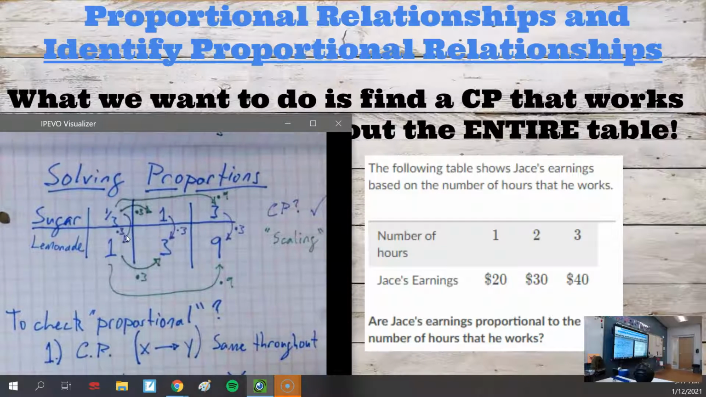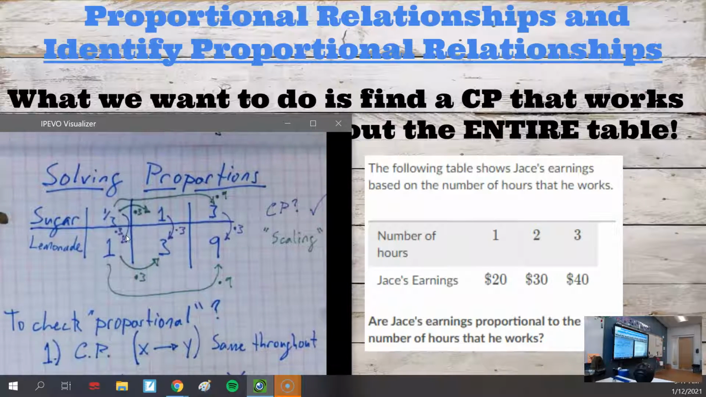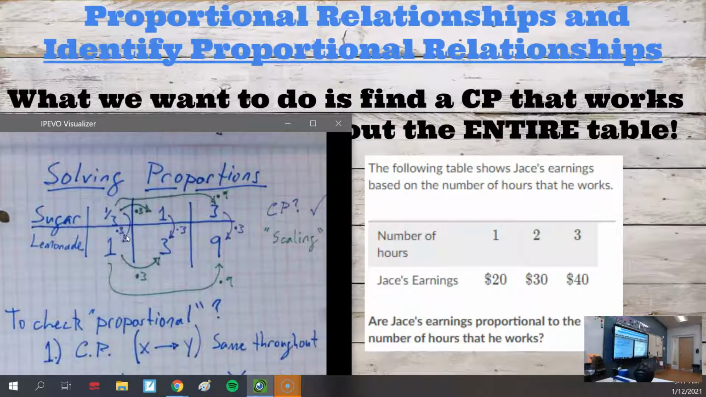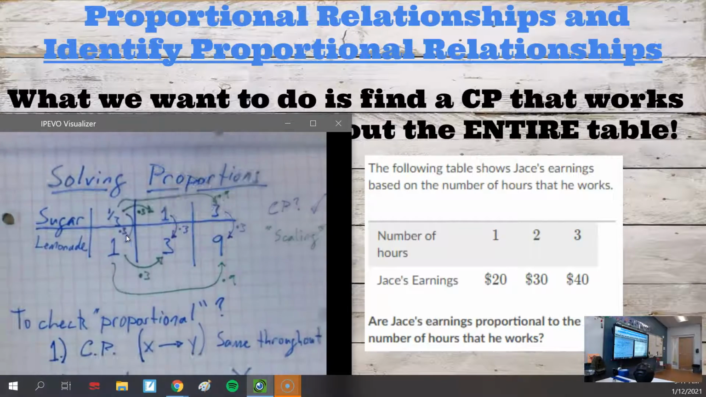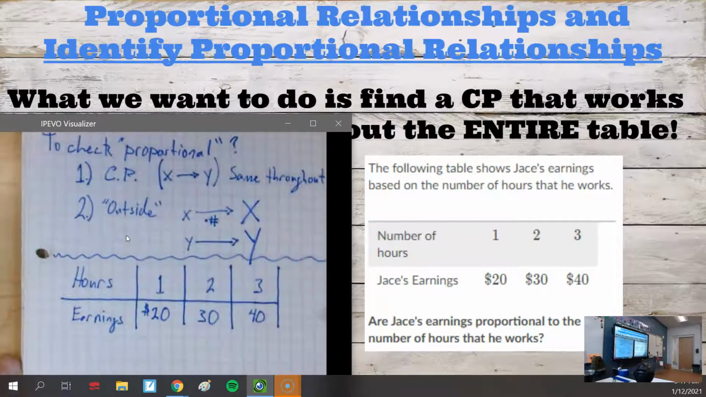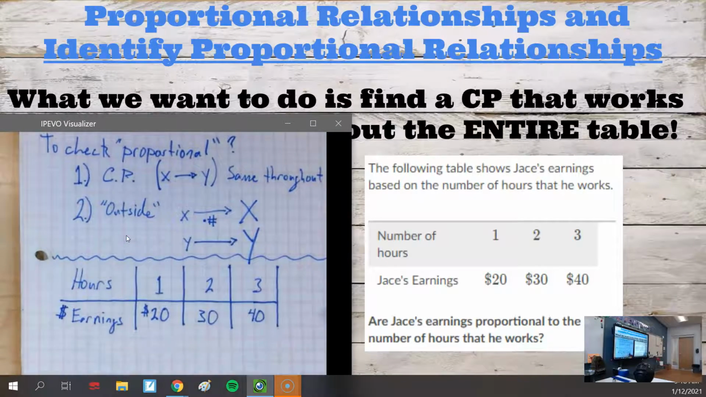And then chat with each other. What do you think? If you get paid $20 for 1 hour of work, $30 for 2 hours, and $40 for 3 hours, is that proportional? Does it pass both of those tests that we talked about? Really what we're asking is, is this pay structure fair? If this is you, not Jace, if this is you earning this money, let's say I'm hiring you to come rake my leaves. Is this fair? Chat with each other.